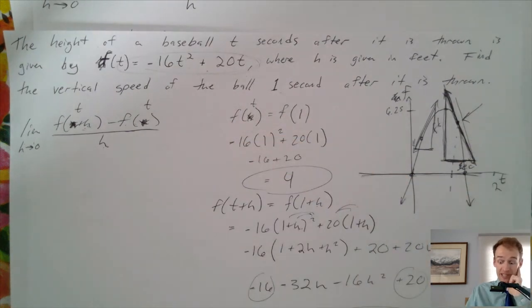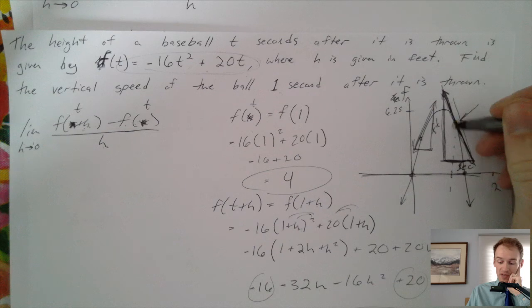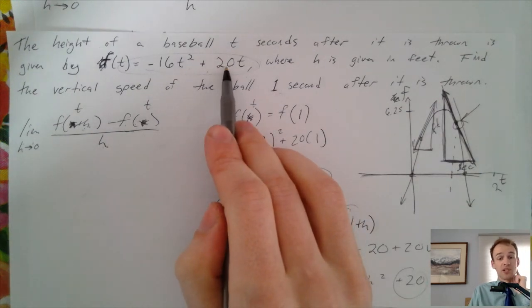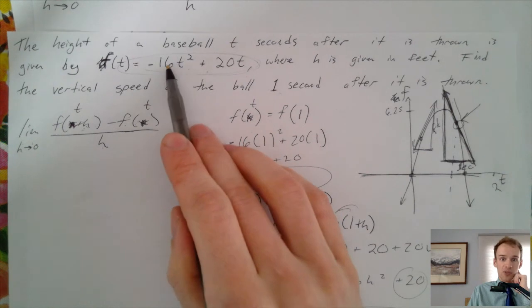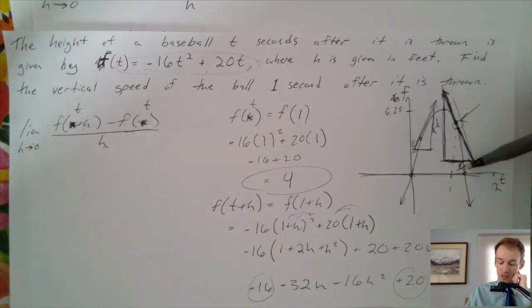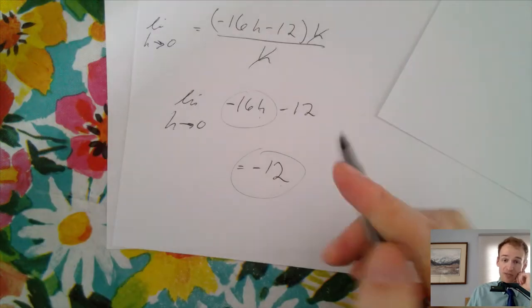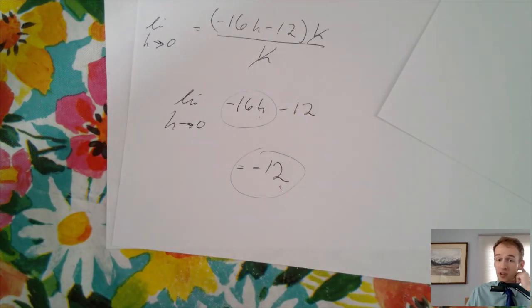So we actually did just calculate what would be the speed of a ball that is hit upward or thrown upward with a velocity of 20 feet per second, and then gravity starts to work on it. What would be the downward speed after exactly 1 second? We just figured out that would be negative 12 feet per second. So there you go, calculus used in a real world example.